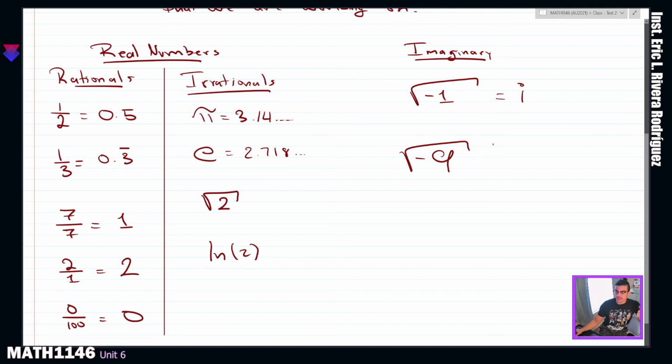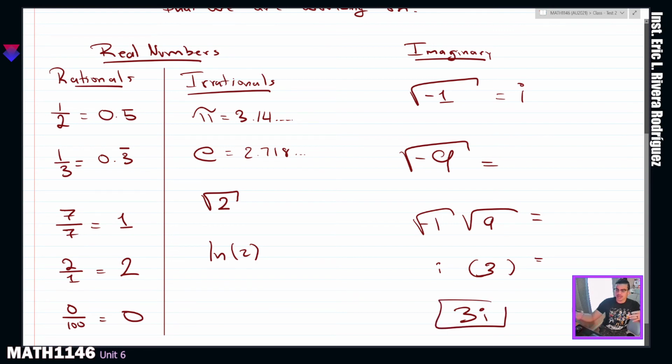Another example could be square root of -9. Whenever we have this, we can separate it into a multiplication of square root of -1 times square root of 9. Solving square root of 9, we get 3, and then the square root of -1 is i, so we get 3i. Okay? And that would be the imaginary number. That's the way that you are going to work with imaginary numbers in this class.